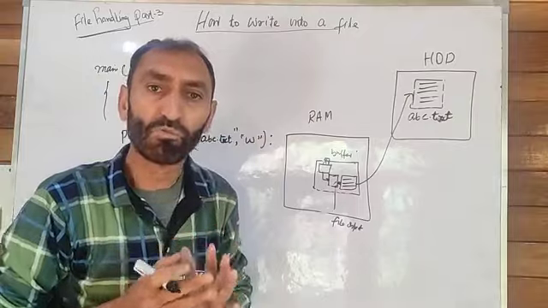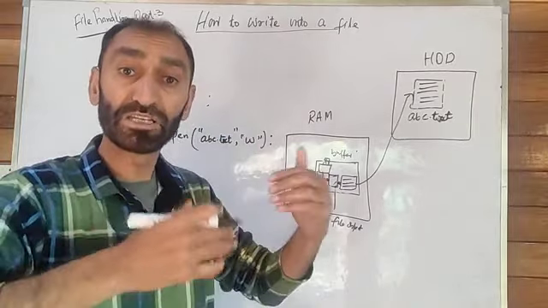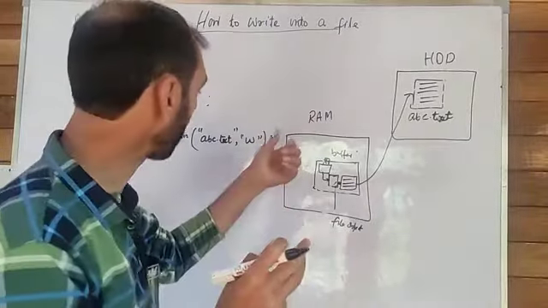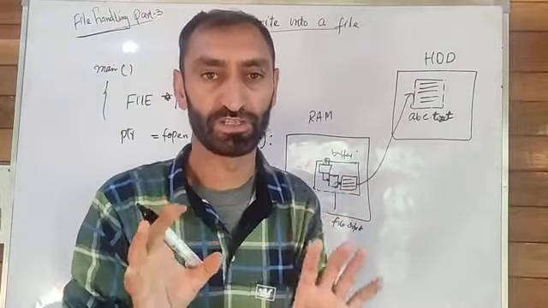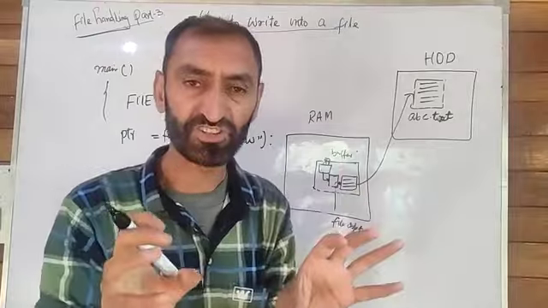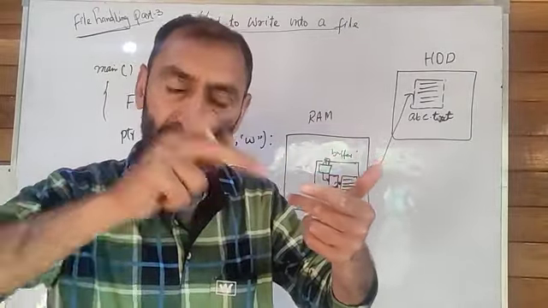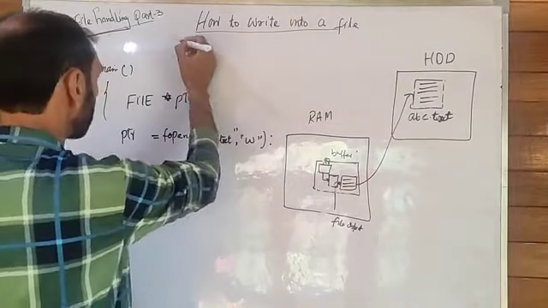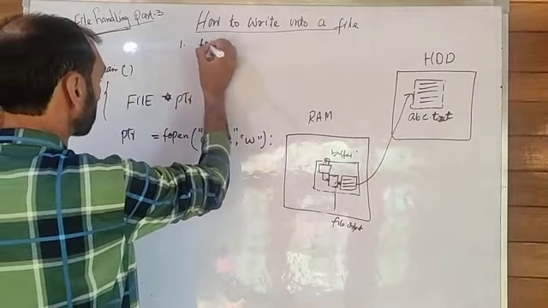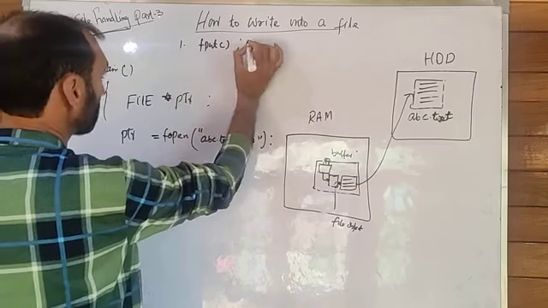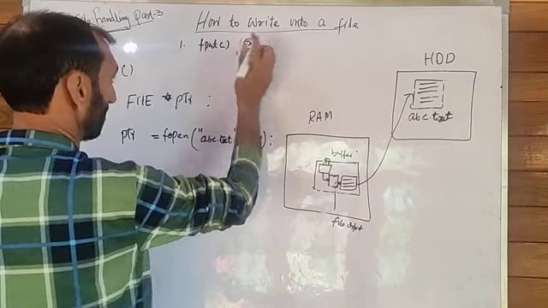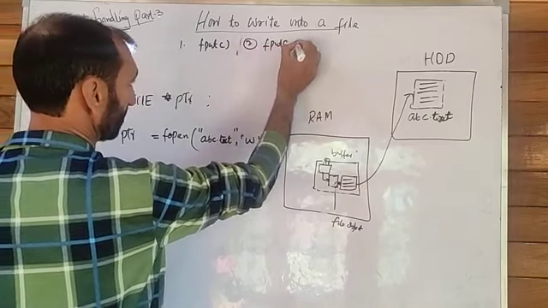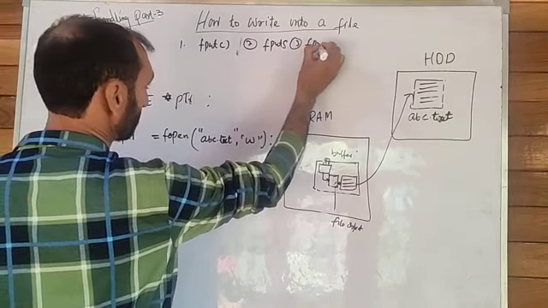So here we have opened this in write mode. That means we want to write something into this file. In order to write something into the file, there are 3 different functions. Take care. What are these functions? First is fputc, second is fputs, and third is fprintf.